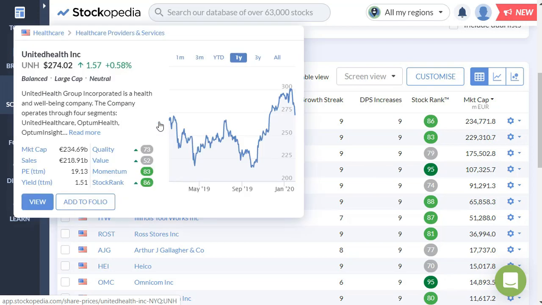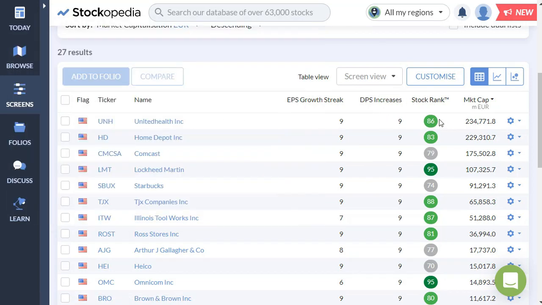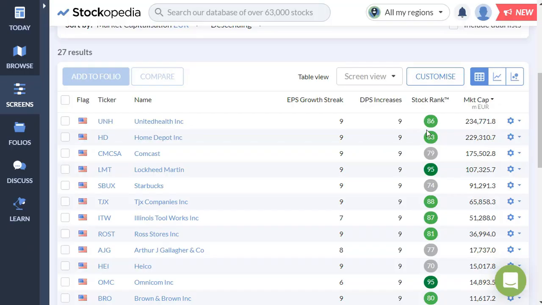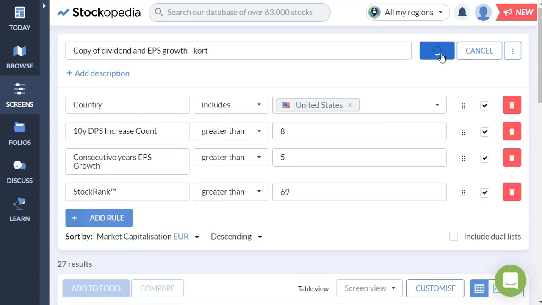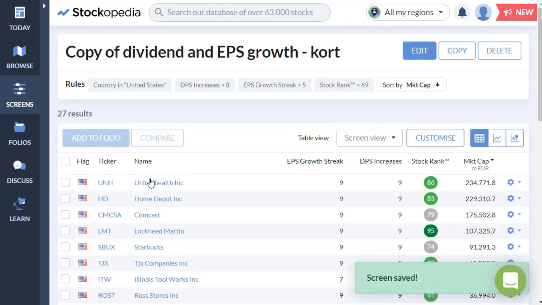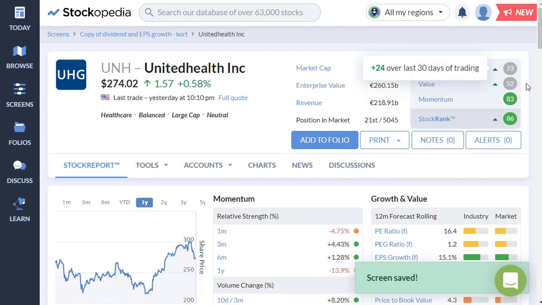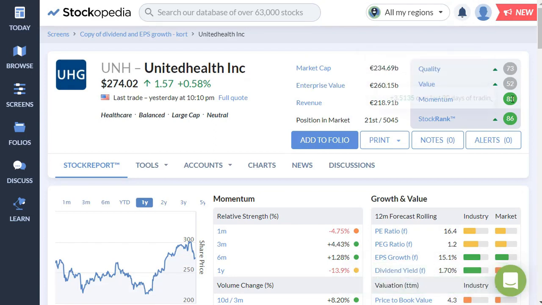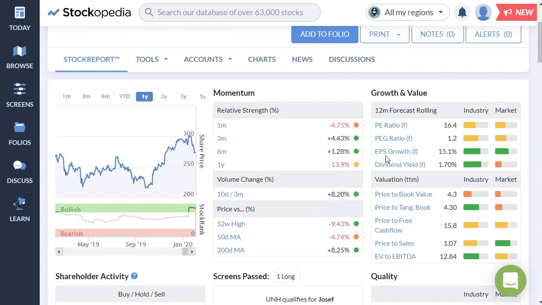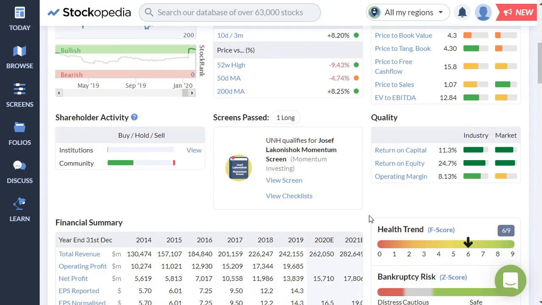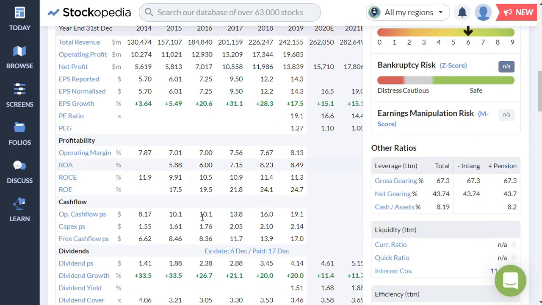Well, then we have UnitedHealth here. That is a good earnings per share grower. Let's just have a look at that one. Oh, sorry, we'll just save it here. Yes, and we will look at UnitedHealth. We can see that it is scoring fairly good on quality and momentum, not so much on value. And we can take a look at it and see that it might be fulfilling our want here.